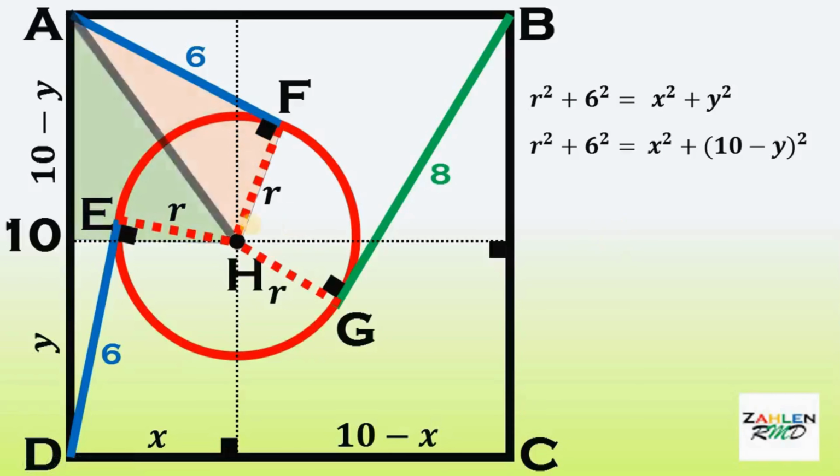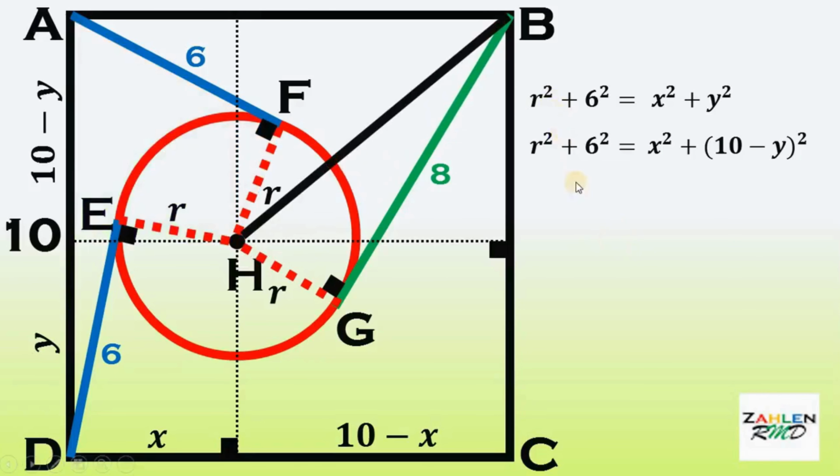For the last time, connect point H and point B. Again, we need to rewrite BH squared in two different ways. The first one is by using this right triangle. Therefore, BH squared is equal to r squared plus 8 squared. Another way to rewrite BH squared is by using this right triangle, with one leg equal to 10 minus x and the other leg equal to 10 minus y. Therefore, BH squared is also equal to (10 minus x) squared plus (10 minus y) squared.